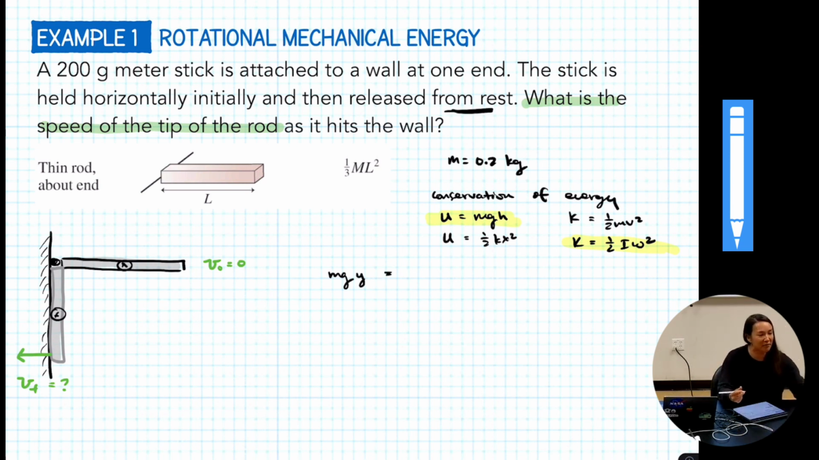Okay, at our final state, do we have potential energy? No, but we do have kinetic energy, and that's going to be 1/2 I omega squared.